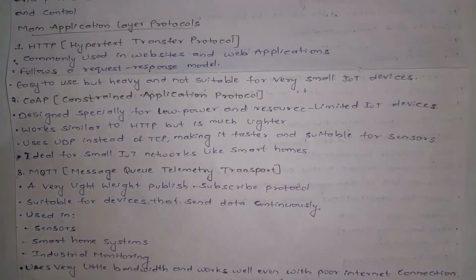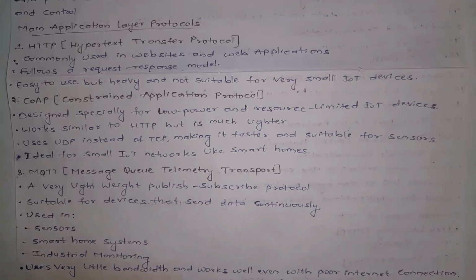These are some of the main application layer protocols. The first one is HTTP, where HTTP stands for Hypertext Transfer Protocol. In order to access websites, we use this protocol. The second one is CoAP, where CoAP stands for Constrained Application Protocol. This protocol is specially designed for IoT devices that consume low power and fewer resources. It is similar to HTTP, but it is lighter, and CoAP uses the UDP protocol, so it is fast.